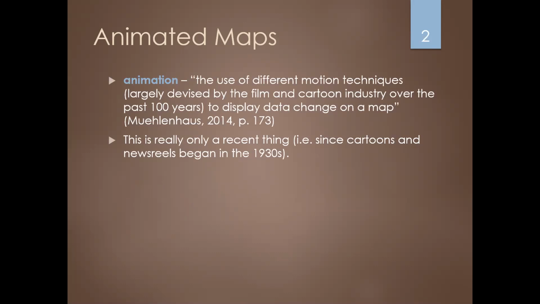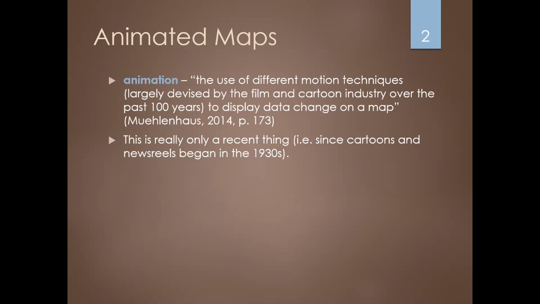But when we're talking about animation in the context of geography, it is the use of different motion techniques to display data change on a map instead of on a movie screen or on your TV. Or use animation to convey changes for other types of data. Here, animation in GIS is for the visualization of geographic data sets.